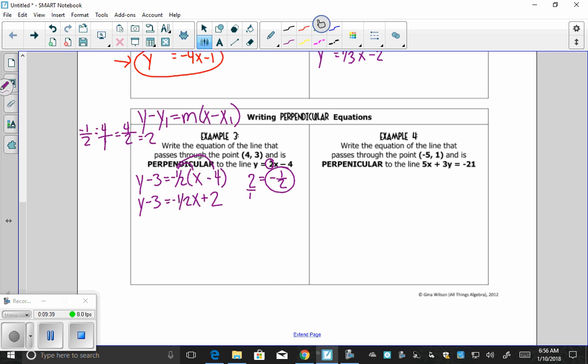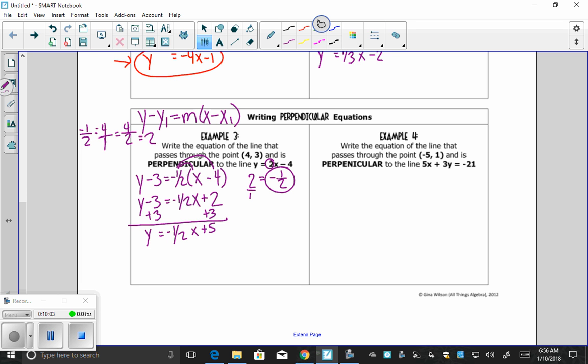So 2 goes there. From here, add 3 to both sides, and you'll get y equals negative 1/2 x plus 5. So it's really almost the exact same, except I'll have to change my slope to negative reciprocal.